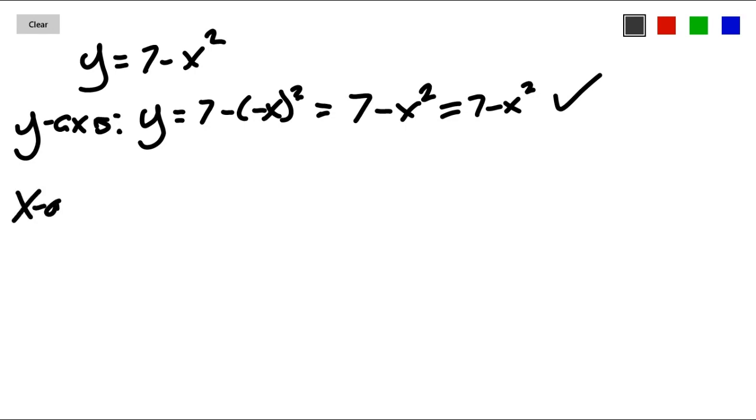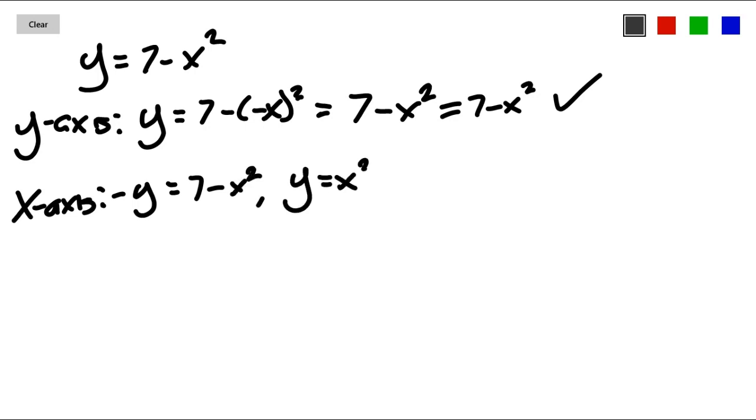In x-axis, it's the same idea, but instead of a negative x, I'm going to do negative y. So I have negative y is equal to 7 minus x squared. Then when I solve for y, I have y is equal to x squared minus 7, which is not the same as 7 minus x squared, because the signs have changed. So since this is not equal, we have no x-axis symmetry.